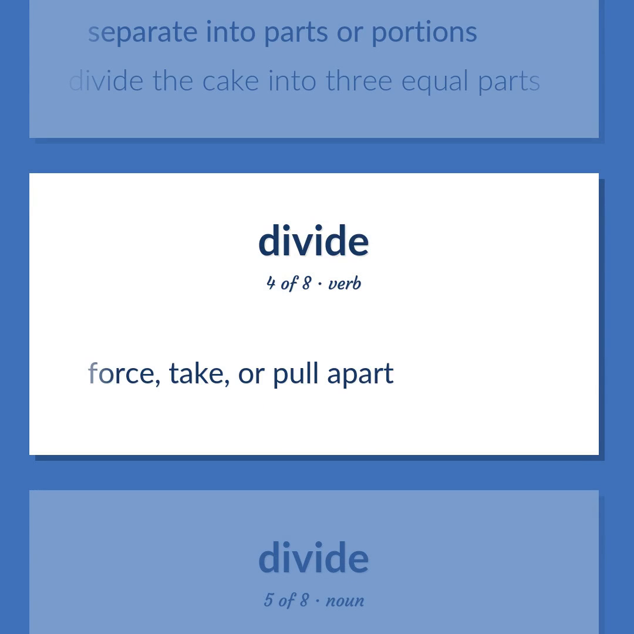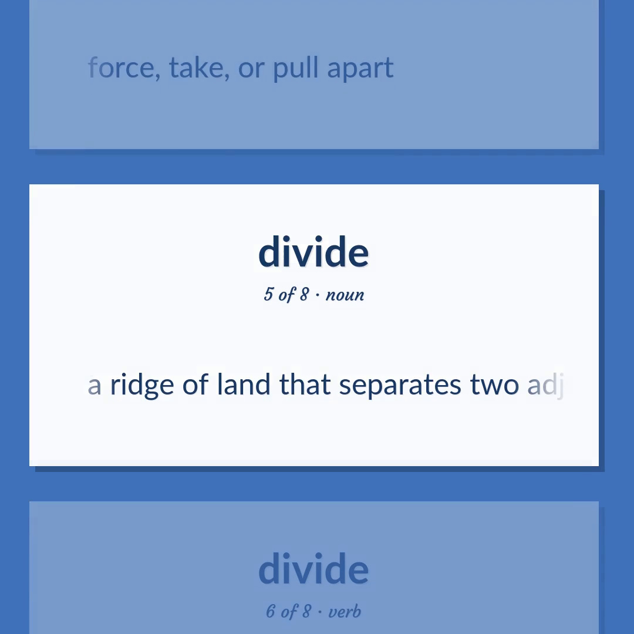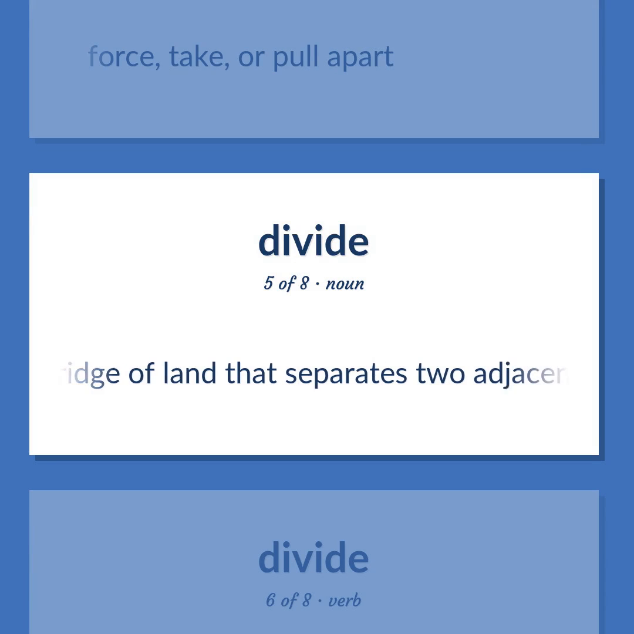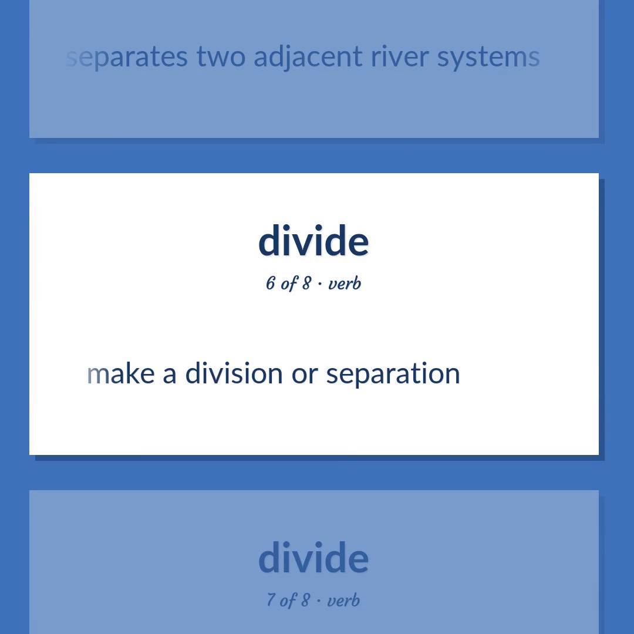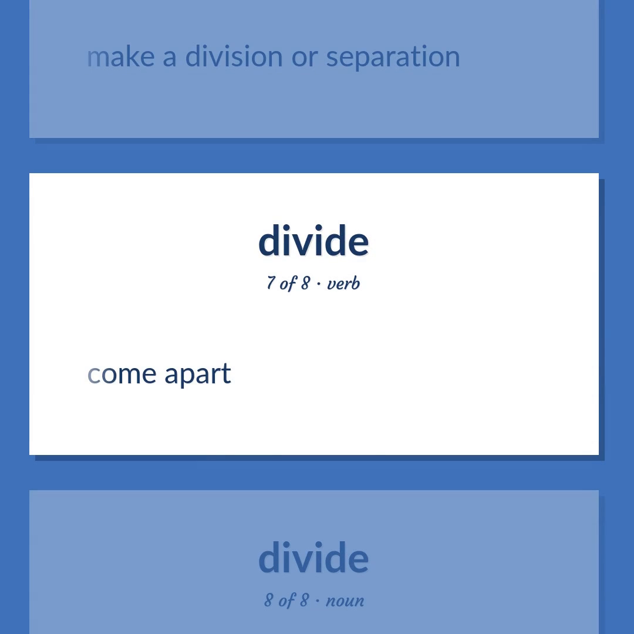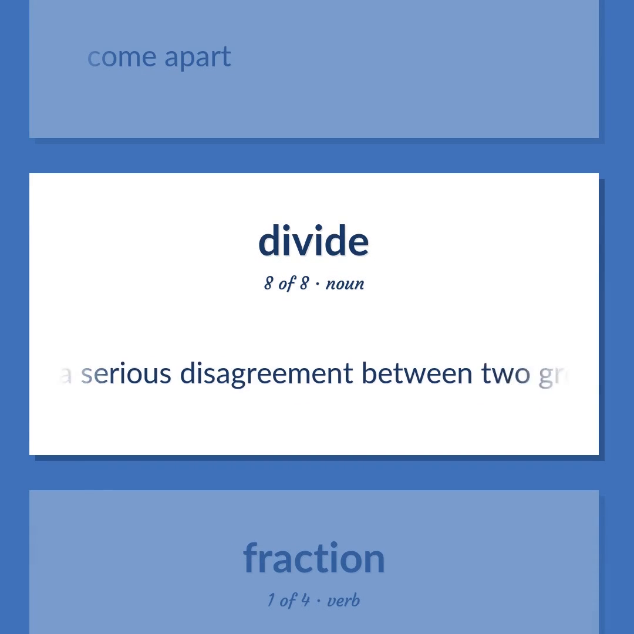Force, take, or pull apart. A ridge of land that separates 2 adjacent river systems. Make a division or separation. Come apart. A serious disagreement between 2 groups of people, typically producing tension or hostility.